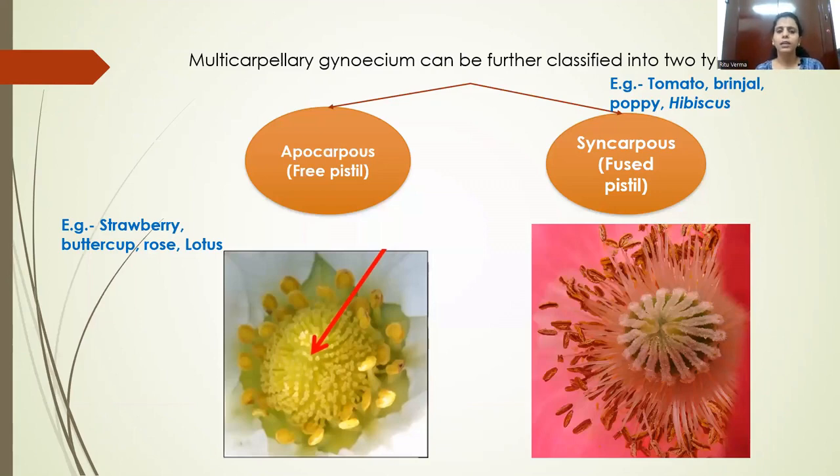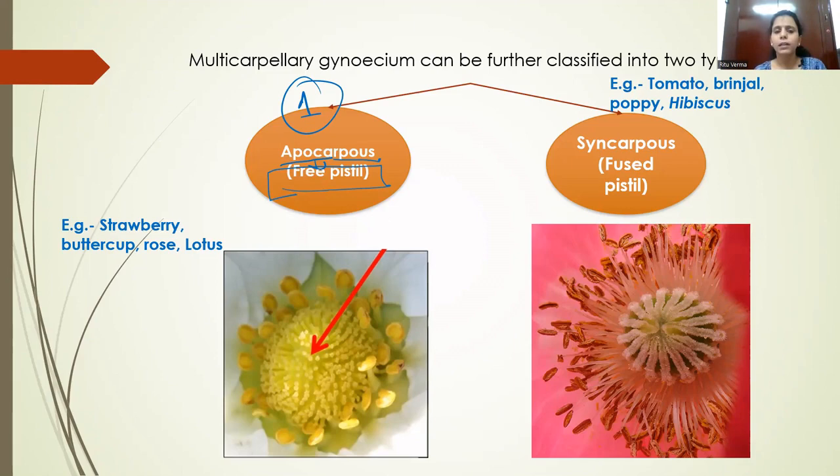Now this multicarpellary gynoecium, because it consists of many carpels or pistils, can be further divided into two types. The first type is Apocarpous. Here the meaning of the term apo is free. So Apocarpous means the flower in which many pistils are present, but all these pistils are free from each other. They are not fused together. They are present as single individuals, in free form inside the flower.